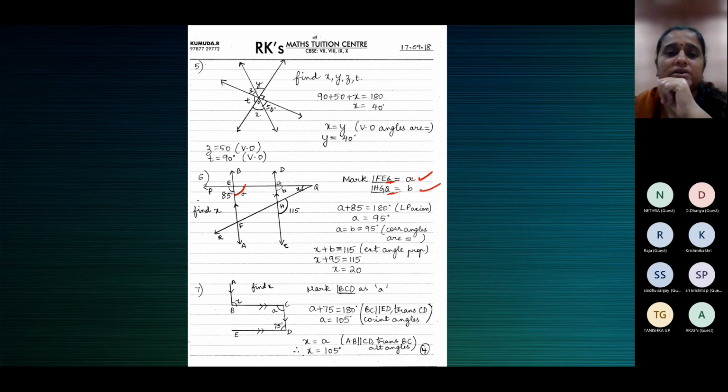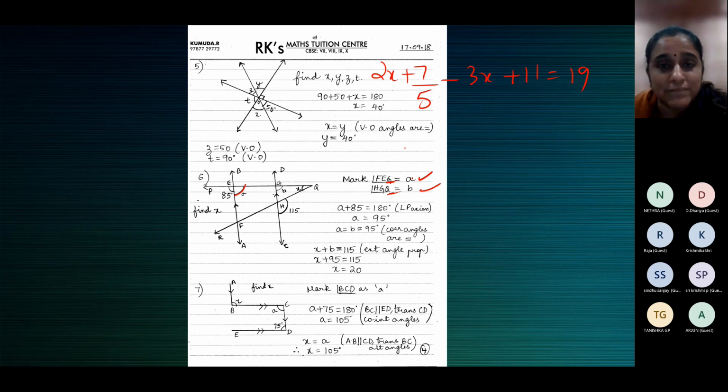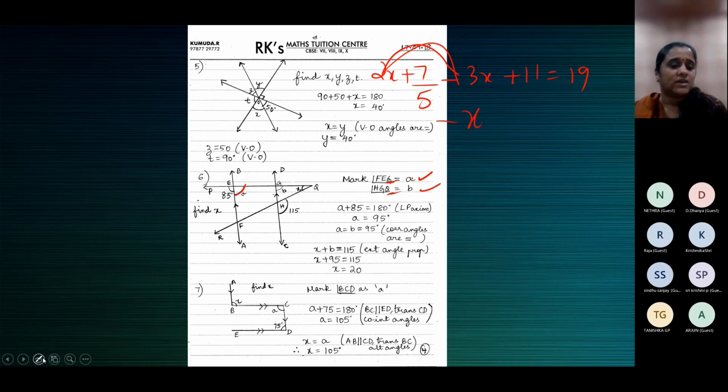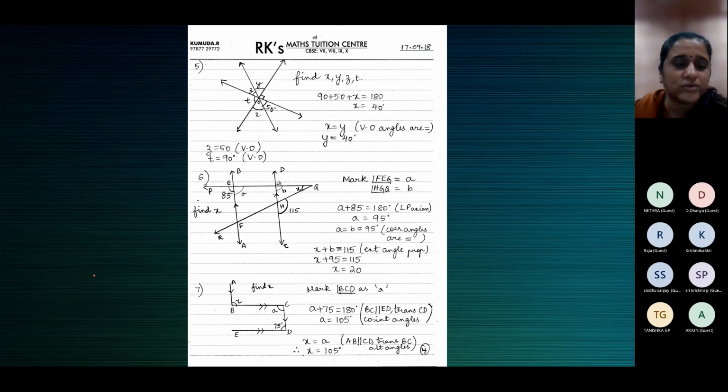It's not an equation given to you. If I give you an equation like this, a simple one like 2x plus 7 by 5 minus 3x plus 11 is equal to 19, there's not much you have to plan. You add the like terms and take the LCM, meaning you work with the numbers. As soon as you see this, you'll start working: 2x minus 3x is minus x, and you'll start taking the LCM and all that.